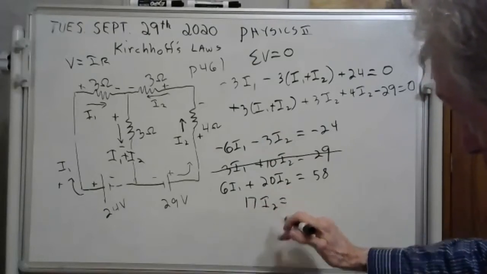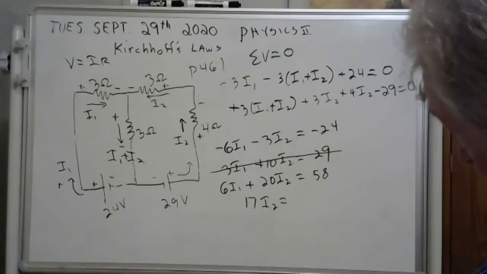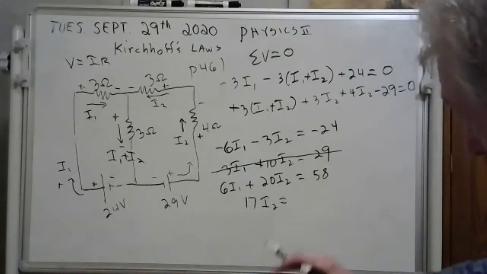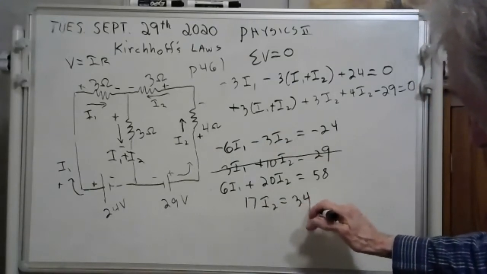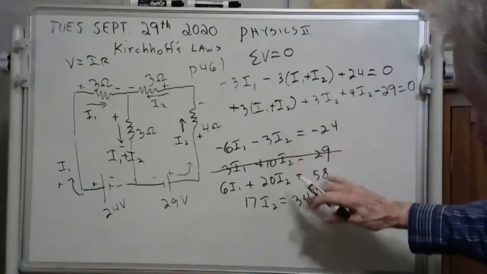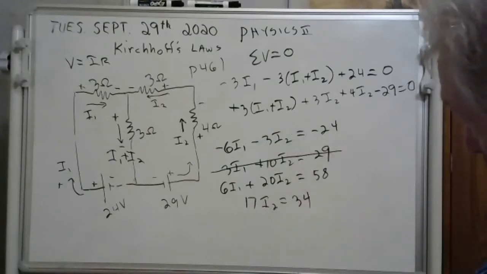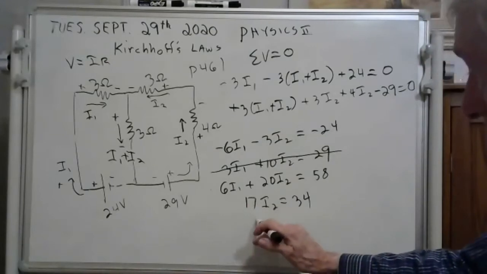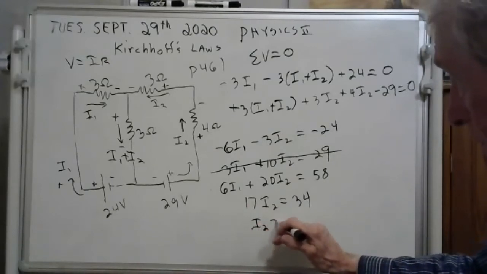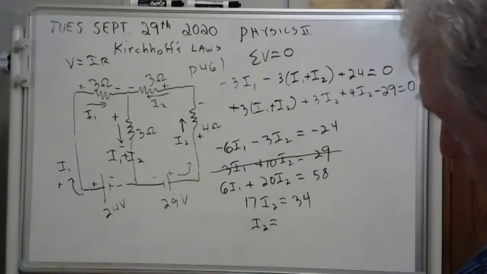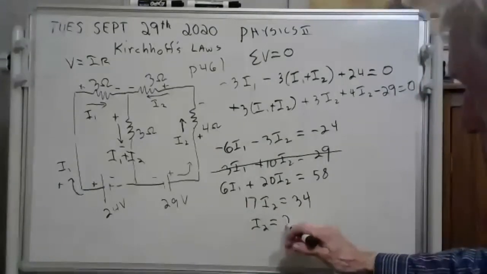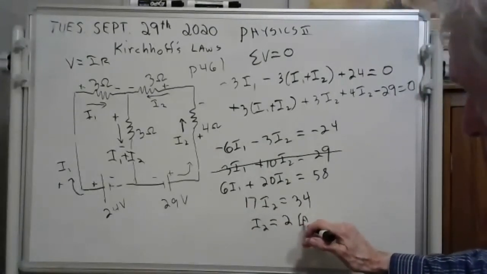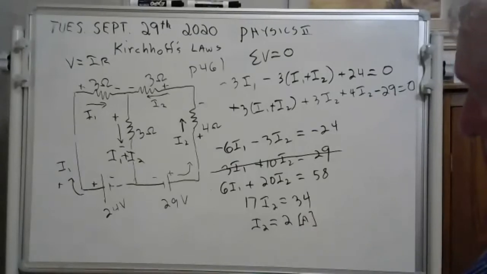17I2 equals, is it 34? Did I do that right in my head? Negative 24 and a plus 58, is that right? Yeah, I think it is. So what's I2? Well, boy, Jove. I think I2 is 2 amps. What do you think? I2 is 2 amps.